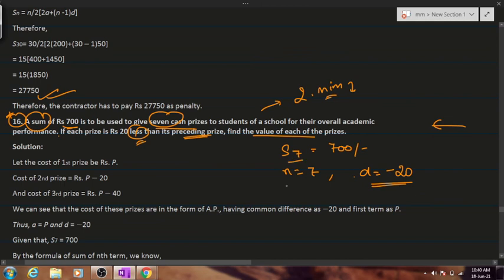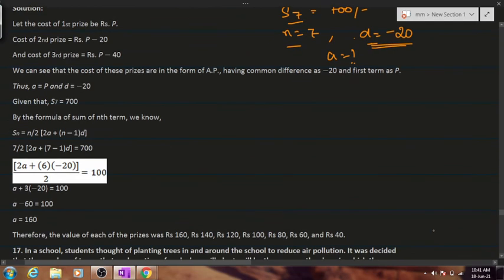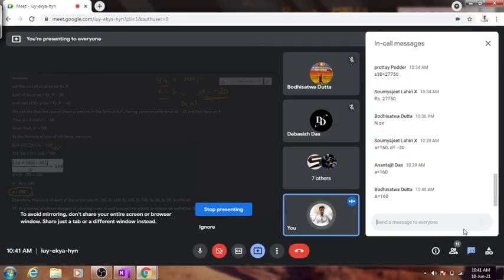Now Sn given, n given, d given, can we calculate the value for a? Yes or no? How much is the value for a? Substitute in this formula, a simple formula you should already be doing. We'll be getting a equal to 160. How many have got this answer? Can you tell me? How many have got the answer for a? Very good. 3 people have got it. Very good.